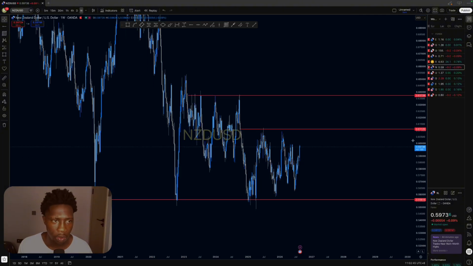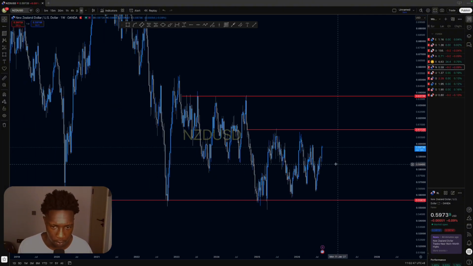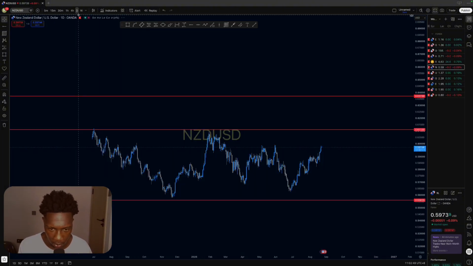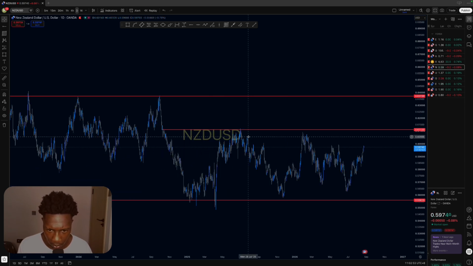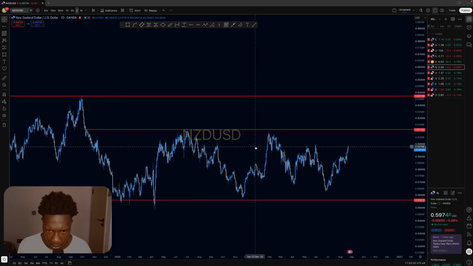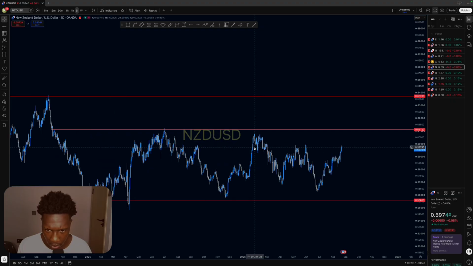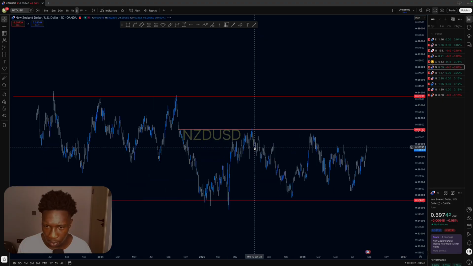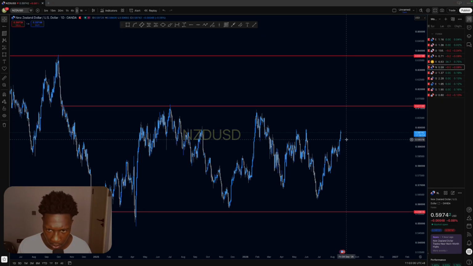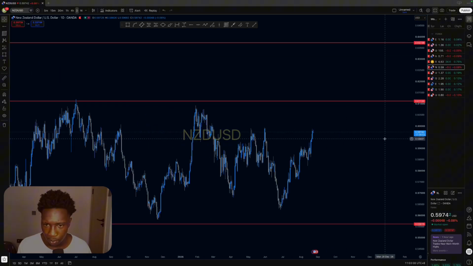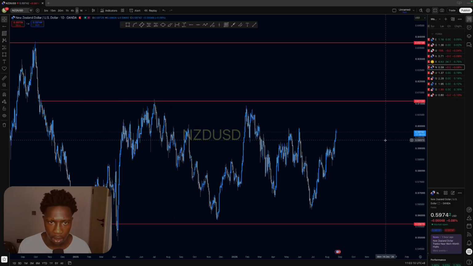So let's go to 1 day. If you go to 1 day, we'll see that the market is also doing some ranging. And also we have these levels.